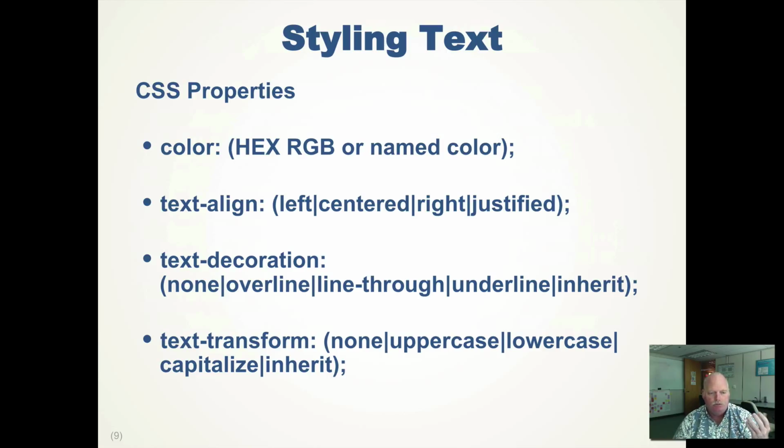You can style text. To style text, you use the name color, that's setting it. Text alignment, do we want it left, centered, right, or justified? The text decoration, do we want a line through it, overline, underline, or text transform? We can uppercase things, lowercase things, capitalize things. Inherit is saying, I want to inherit that particular feature from the outer element. Most things do inherit down below. So if the text is inside of something that says set the color of the text, it will inherit those styles.